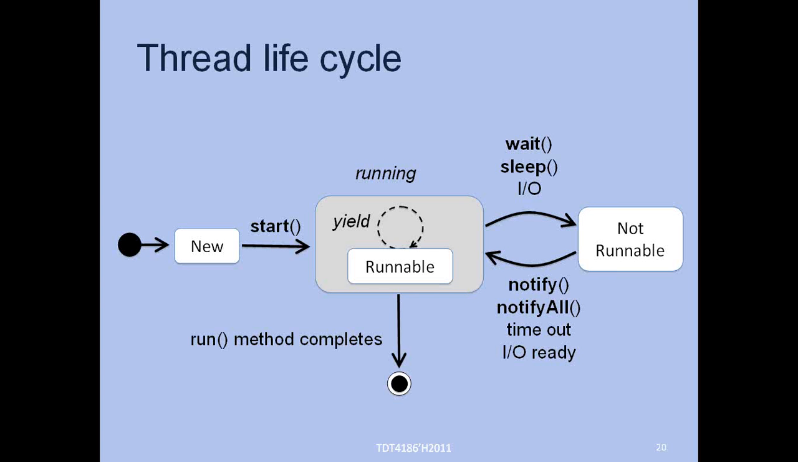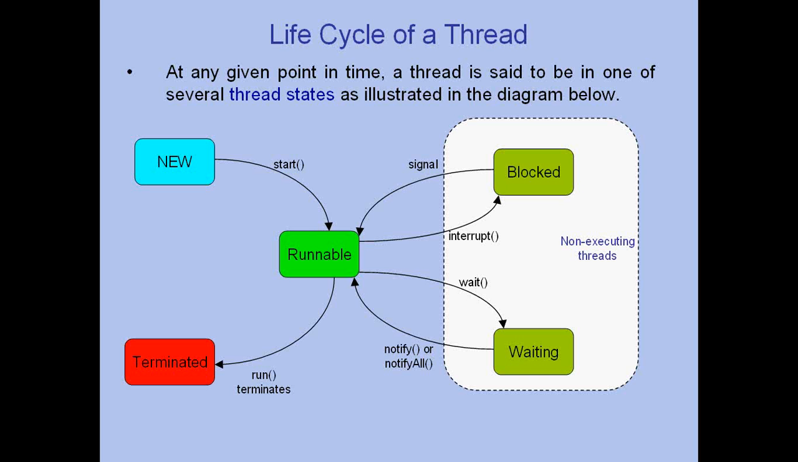So let's expand this thread life cycle and understand a little more. At any given point in time, a thread is said to be in one of these several thread states as illustrated in the below diagram: new and runnable, either blocked or waiting, and terminated. Terminated is like dead. The thread is dead. And blocked and waiting are non-executing states. These threads are not doing anything.